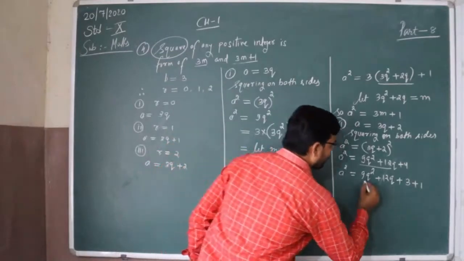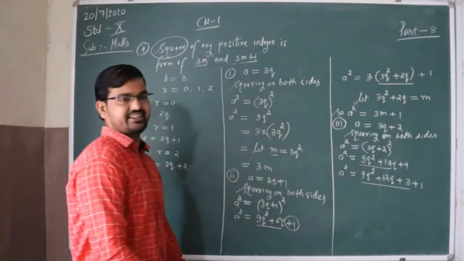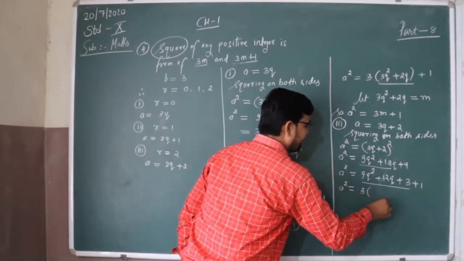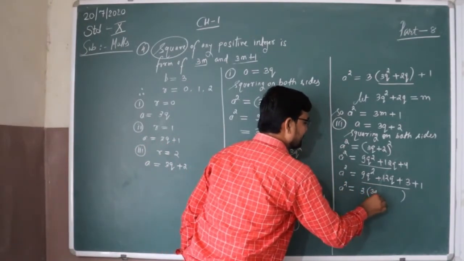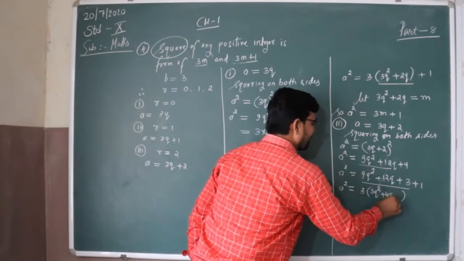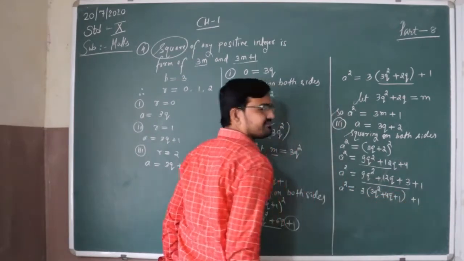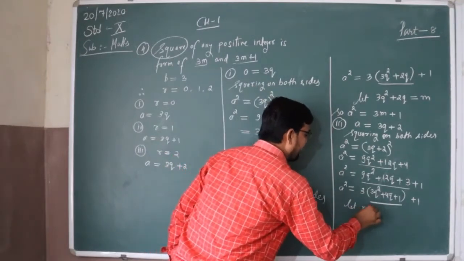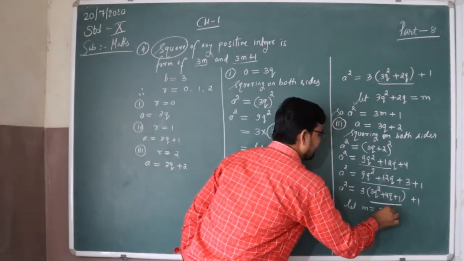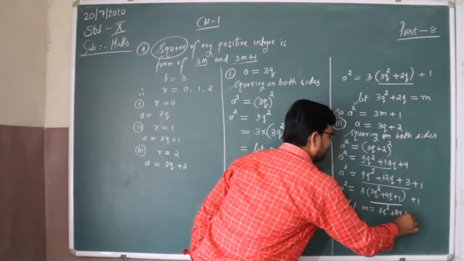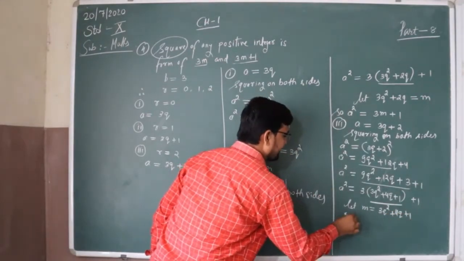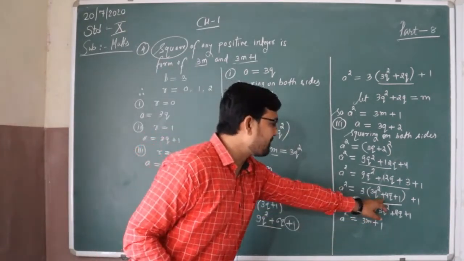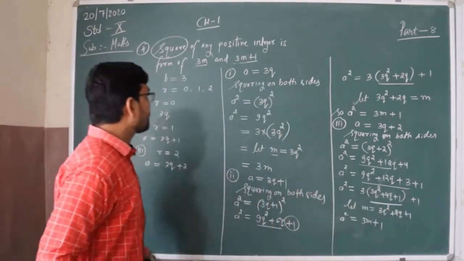Now what can we do? We can take 3 common from these 3 terms. So a square is equal to 3 common, so it will become 3q square plus 4q plus 1, and then plus 1. Now this whole bracket will become m. So let m be equal to 3q square plus 4q plus 1. So a square is equal to 3m plus 1. In place of this I have put m. So 3m plus 1.